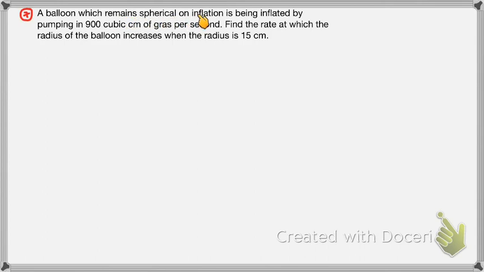It always remains as spherical as you inflate it. So basically you are talking about a sphere. This is being inflated by pumping in 900 cubic centimeter of gas. So every second you pump in 900 cubic centimeter of gas. So that is the rate at which the volume is increasing. So we say dV by dt is equal to 900 centimeter cubed.